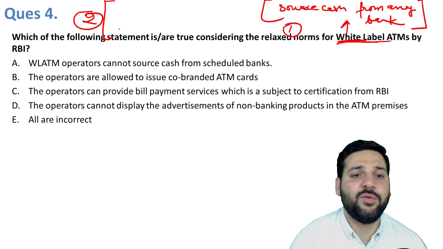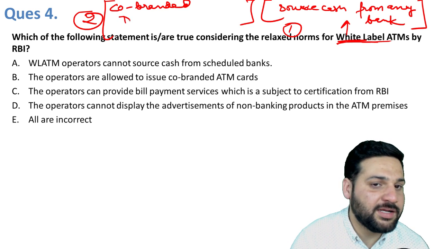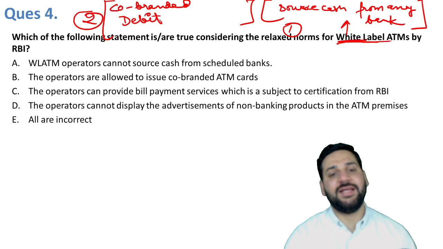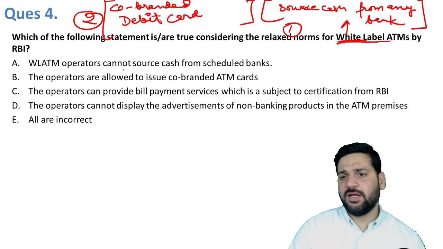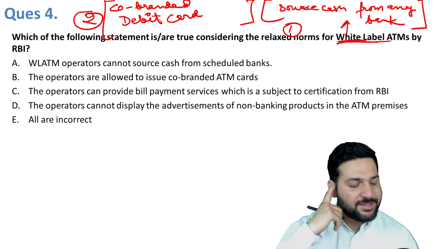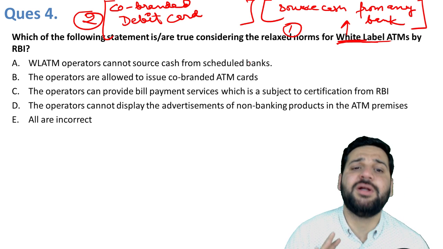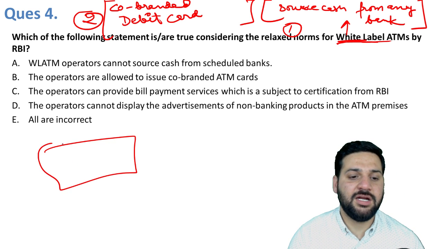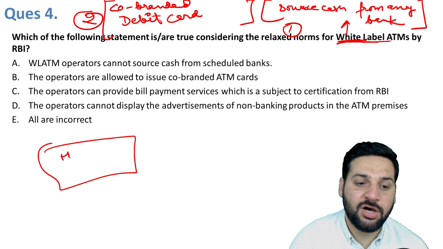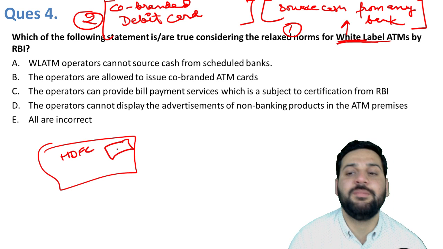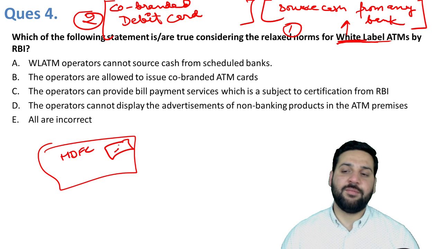And the second point: they can release a co-branded debit card. For example, I am not really aware of the companies of white label ATM cards, because these are not popular as of now. But now they can release a co-branded debit card. You might have used an HDFC Indian Oil card, so there will be HDFC or the bank's name, and then the company behind the white label ATM. So they can use a co-branded debit card and source cash from any bank.